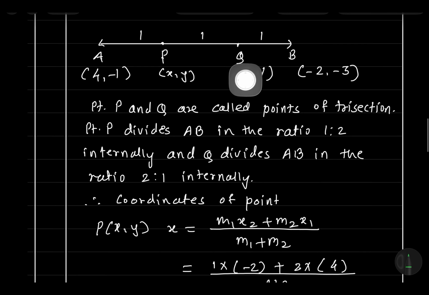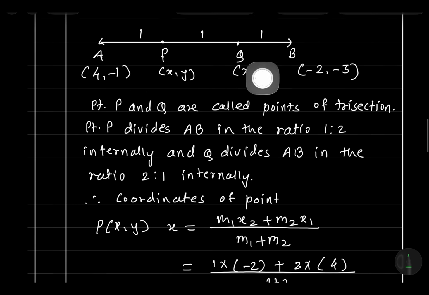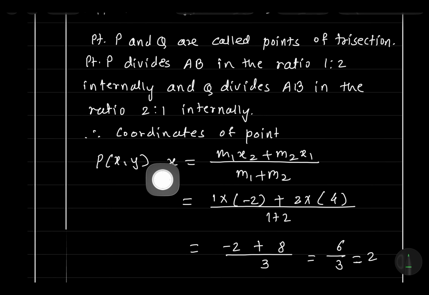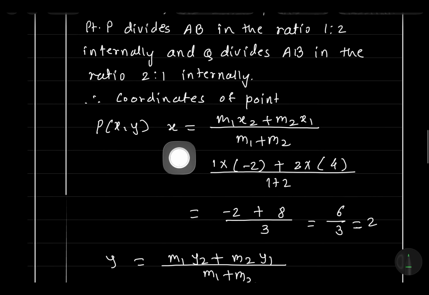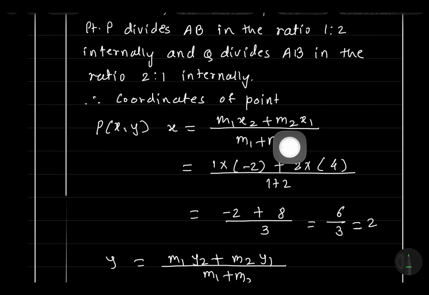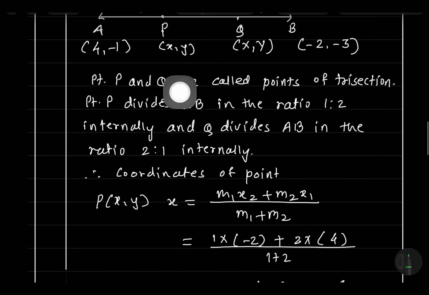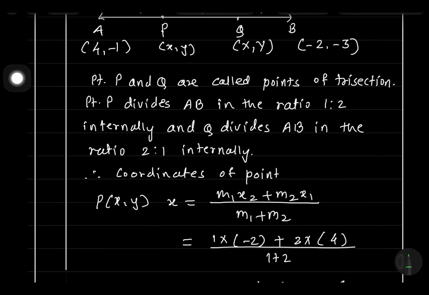Now in the same way for Q, don't consider P. So Q is there, so AQ and QB. In AQ 1 and 1, so 2. So Q divides AB in the ratio 2:1 internally. Okay, then we can solve for the coordinates of the point P, x and y. So x equals (m1 x2 plus m2 x1) upon (m1 plus m2). We already know that. Here, this is x1 and y1 and this is x2 and y2. So it will become easy to solve.